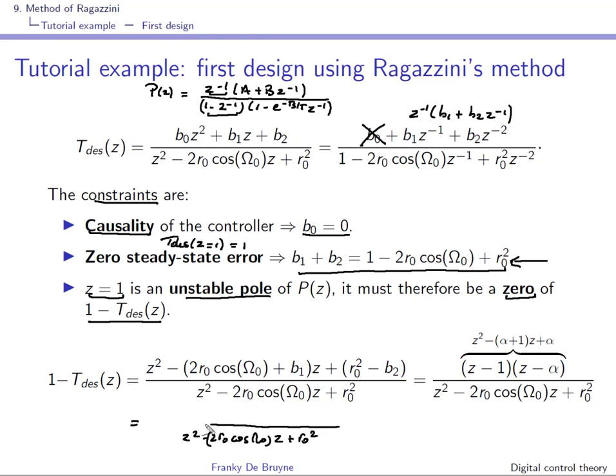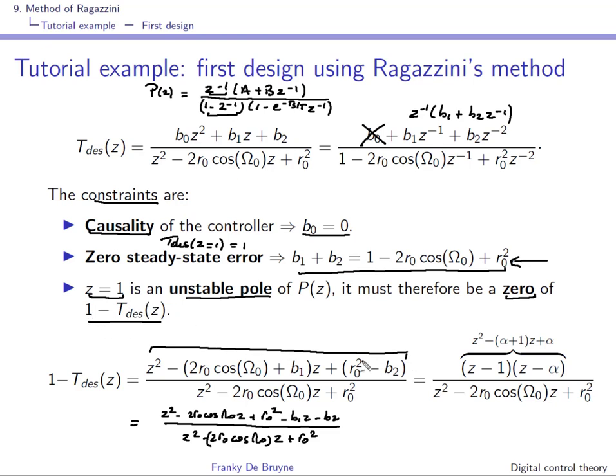So if we write 1 minus and we put everything on the denominator, with the 1 we'll have z squared minus 2r0 cos omega 0 z plus r0 squared, and then minus the numerator, but b0 is 0, so we'll have minus b1z minus b2. So indeed this is what you have over here, but this unstable pole of the process must be a 0 of 1 minus T desired.